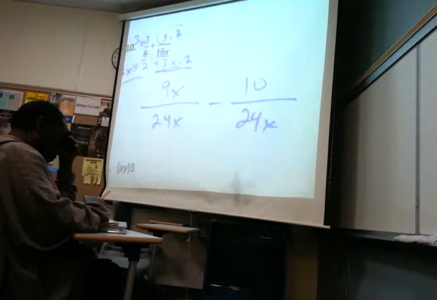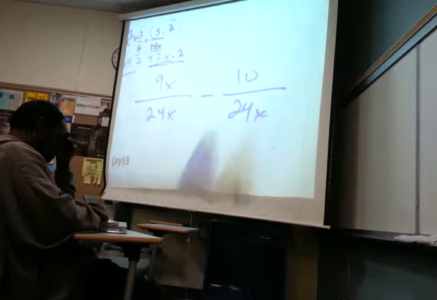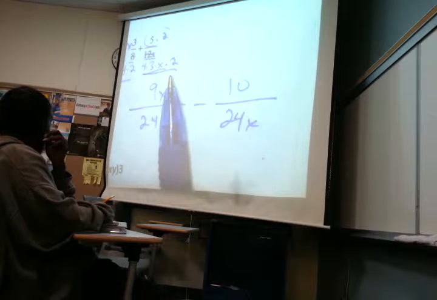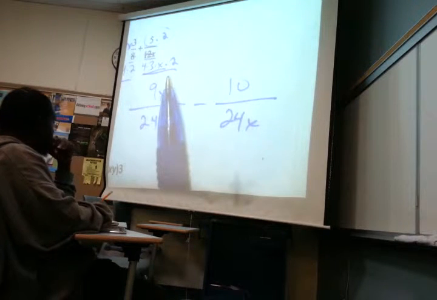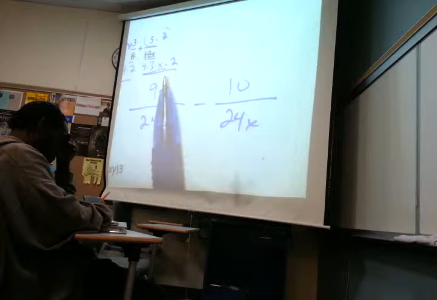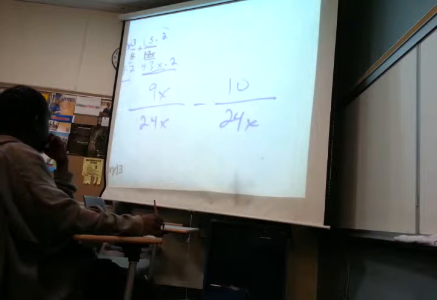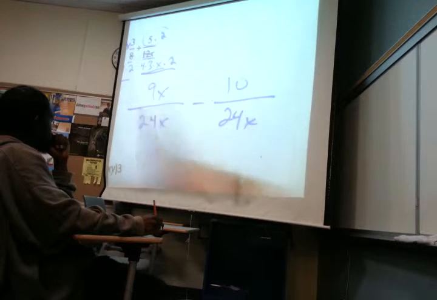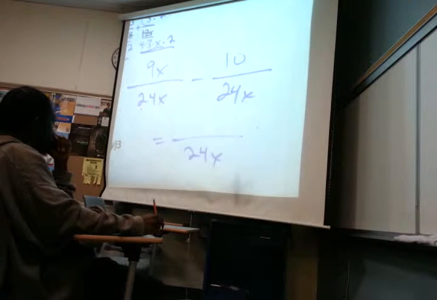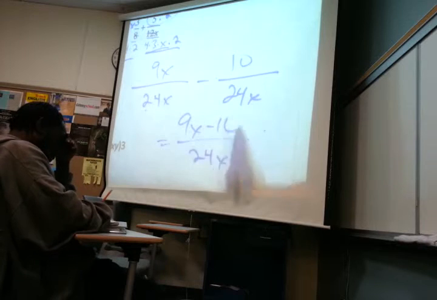10. Sweet. Now resist the temptation to cancel those x's. If you did that, what did you just undo? What did you lose? If you cancel those x's, do they have a like denominator anymore? No. So do not. The whole reason is there so that they have the same bottom. So now I can put them over the same bottom. What's on the top? 9x. Yeah, 9x minus 10, whatever the hell that is. I don't know.